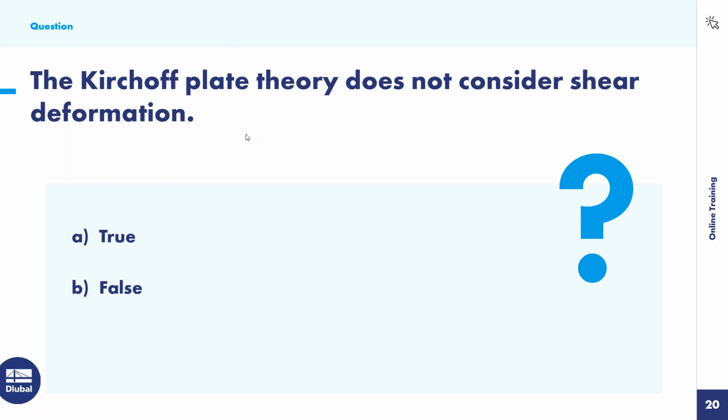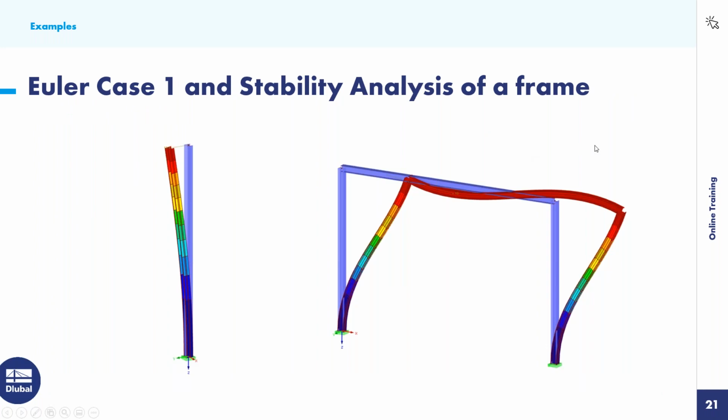And the theory that does consider shear deformations, again, is the Mindlin theory. So when you want more accurate results, you can choose the Mindlin theory, which is actually activated by default within RFEM. So that's great. Looks like everyone got that mostly correct. So next, we can move on to our stability analysis example.